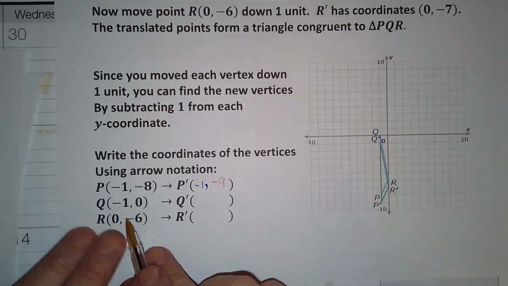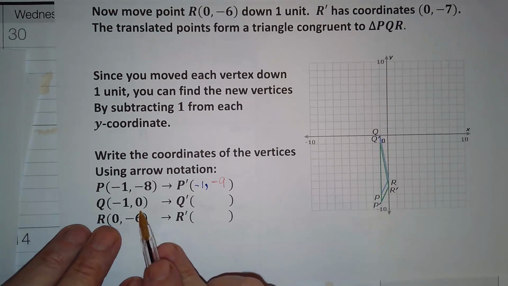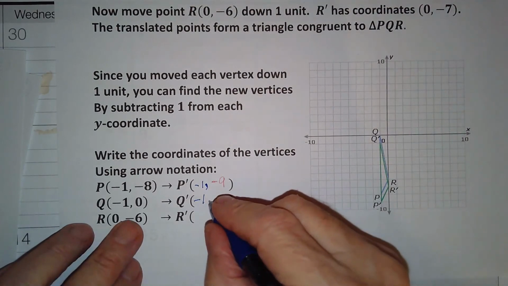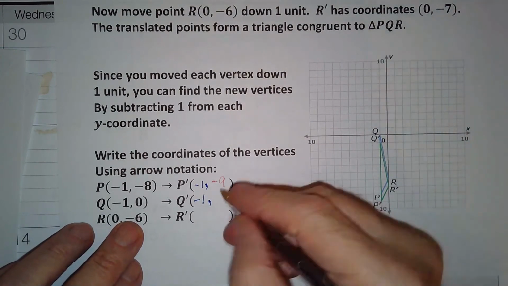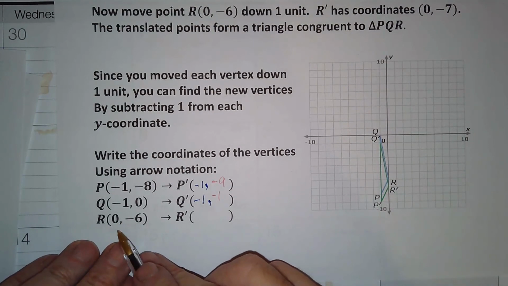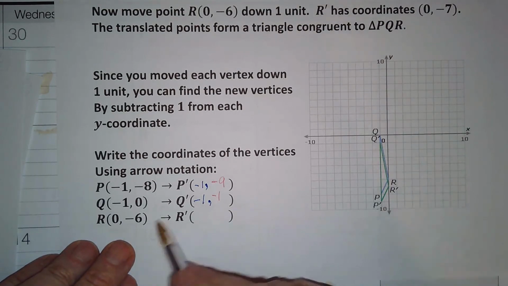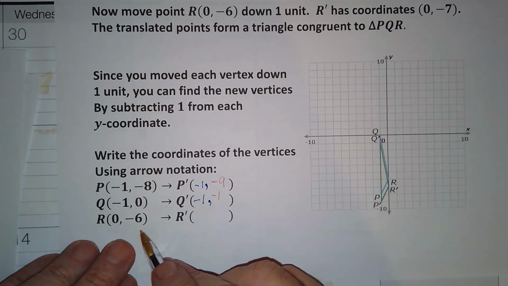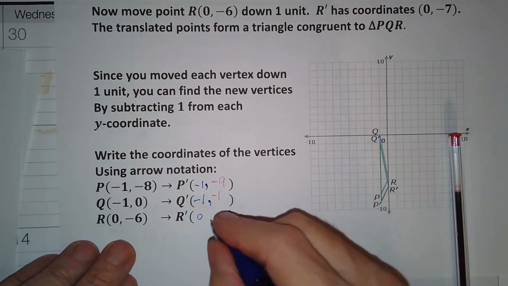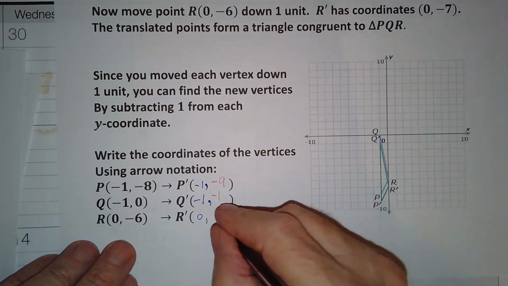And then Q: x is negative 1, y is 0. So for this 0, we have to go down 1 unit. So we're subtracting 1 now. That's probably easier to say. So x is negative 1, but if we subtract 1 unit from 0, we get y is negative 1. And then R over here, if R is 0, negative 6, you go down 1, in other words, subtracting 1 from negative 6. So x is 0 and y is negative 7.